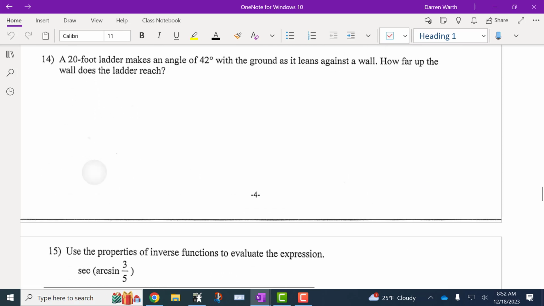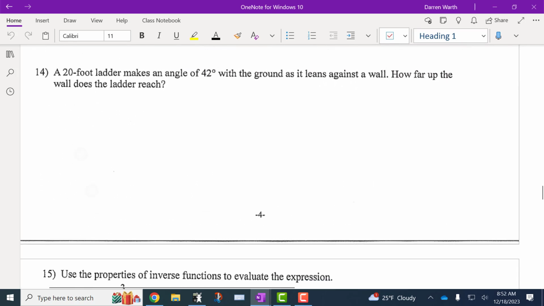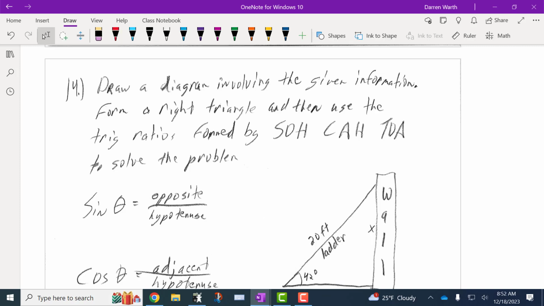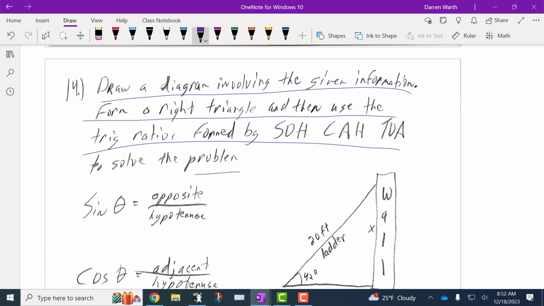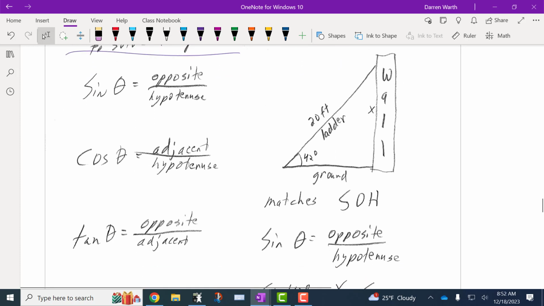So number 14 says a 20-foot ladder makes an angle of 42 degrees with the ground as it leans against a wall. How far up the wall does the ladder reach? So when you look at your solution guide, just a reminder, draw a diagram involving the given information, form a right triangle, and then use the trig ratios formed by SOHCAHTOA to solve the problem. So remember, on SOHCAHTOA, here's our ratios.